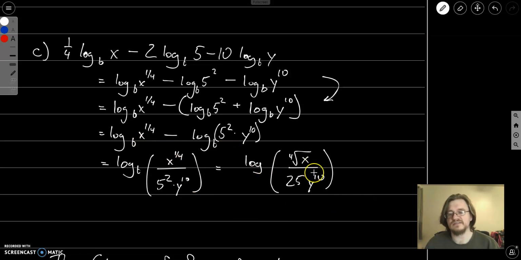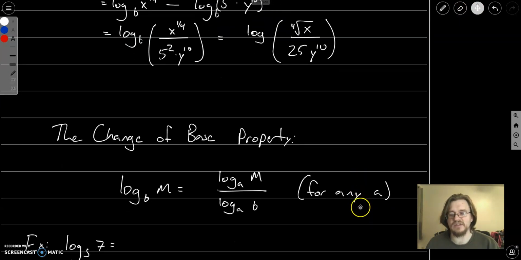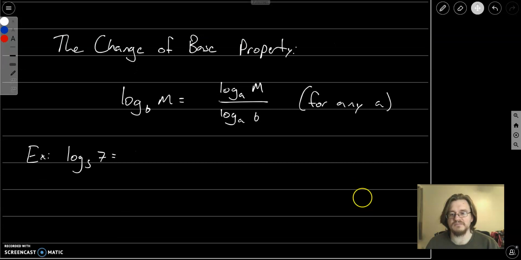So the question is, what if you don't? What if you have two different bases for the logarithms? In that case, there are some steps that we can take to mitigate that. So we can change the base of a logarithm in the following way.